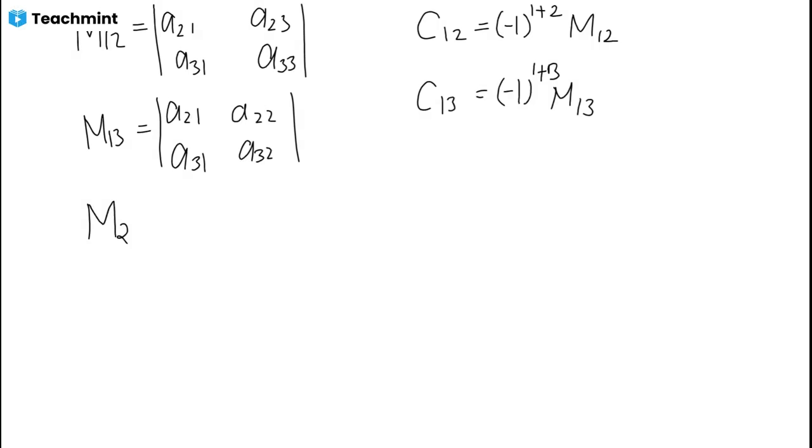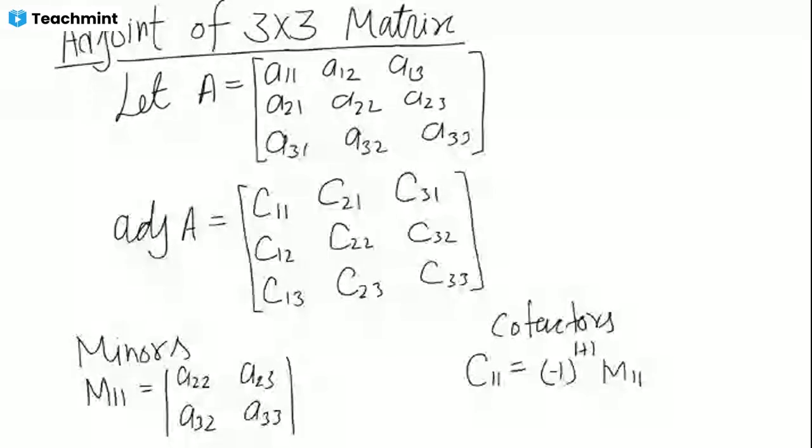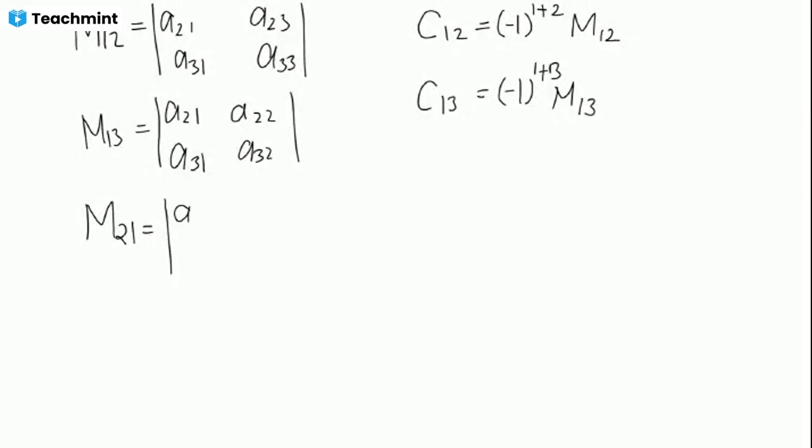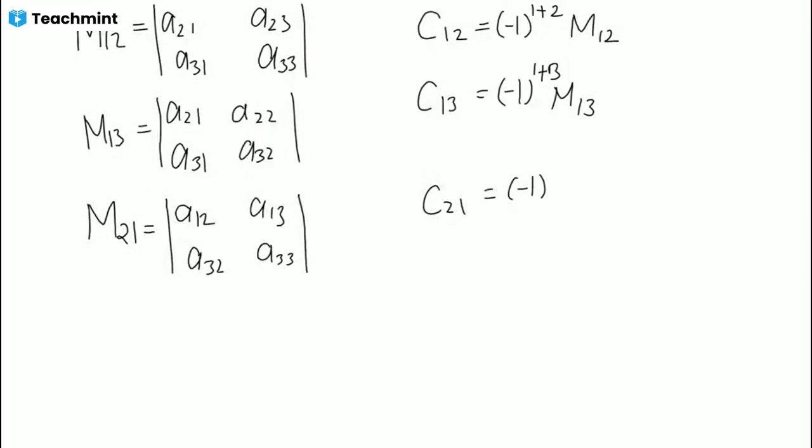Now M21: just leave the elements of the second row and first column and use the rest, A12, A13, A32 and A33. C21 is minus 1 to the power 2 plus 1, and you need to find all of these in the same way. So, did you get it all, or shall I explain? No, no, good, I'm good.